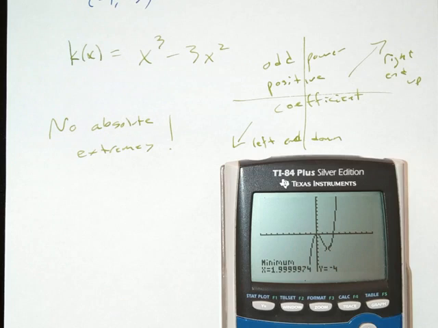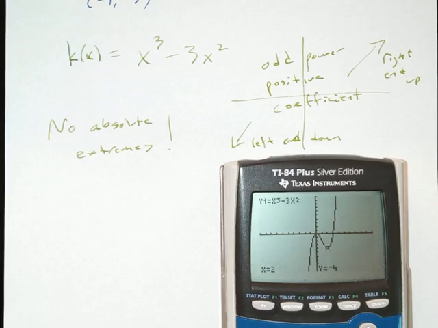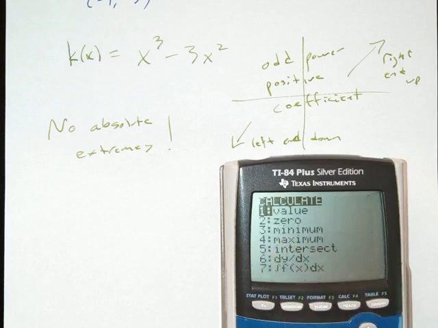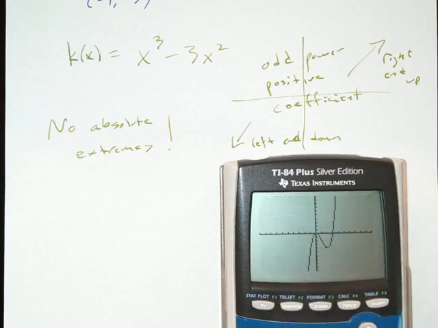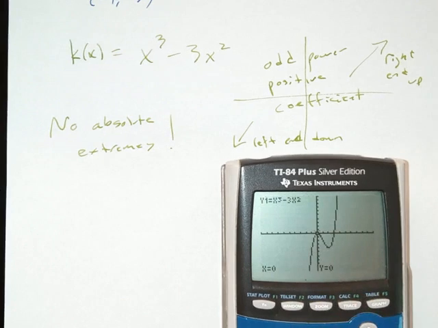Again, this is a calculator rounding issue. As a matter of fact, if I hit trace and put in -2, I see that that is the minimum value they gave me of -4. So there's my local minimum. I can do the same thing for the local maximum using option number 4. And I will find that the local maximum is at 0, 0.